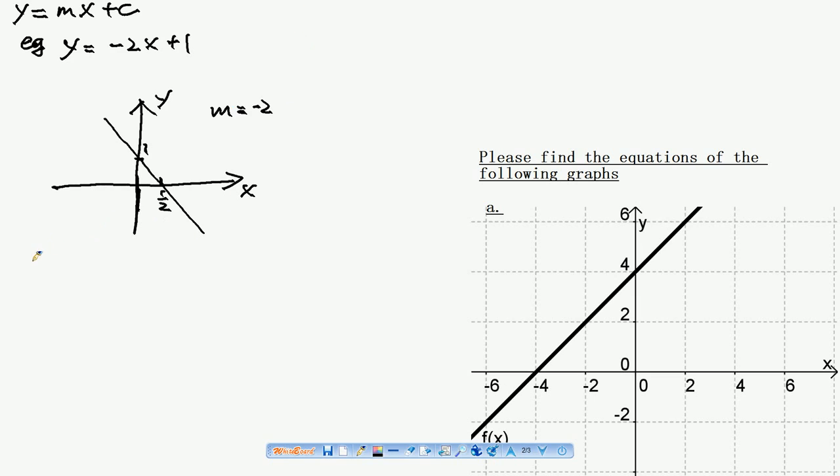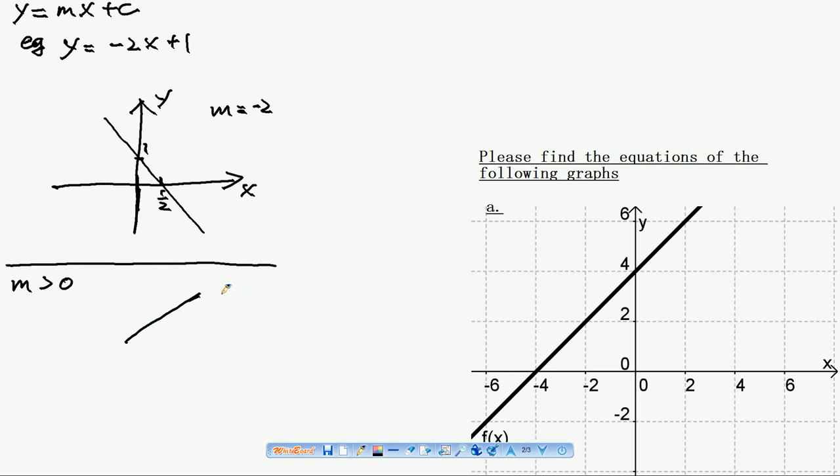in conclusion, in a straight line, when m is greater than 0, when m is positive, the straight line would look in this shape, going upwards. When gradient is less than 0, the shape of the straight line will look like this. This is positive gradient, and the other one is negative gradient.